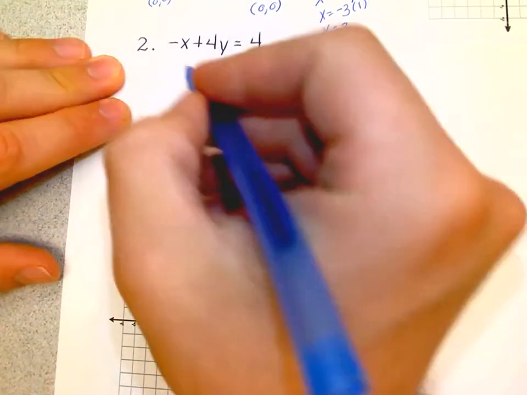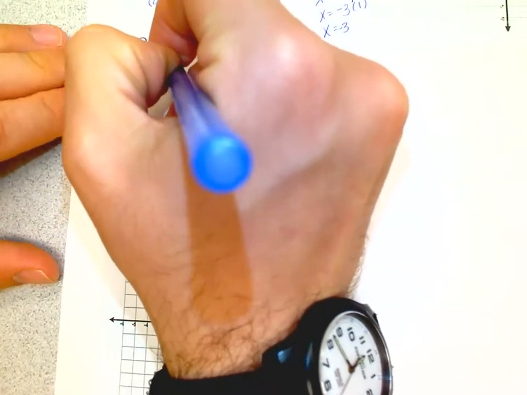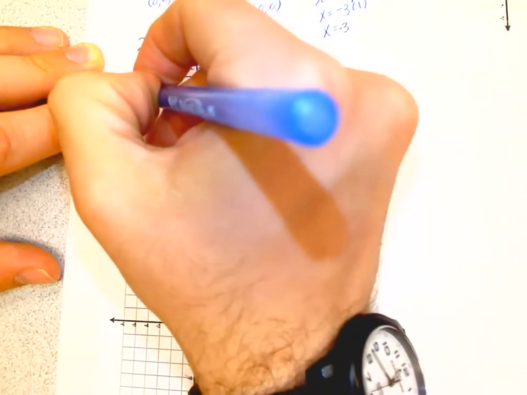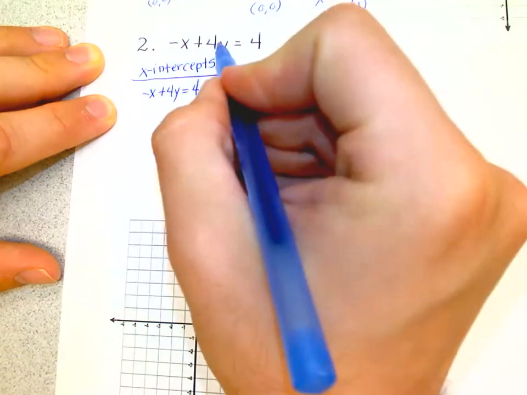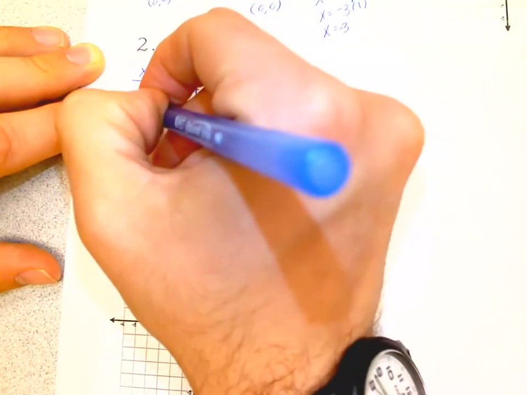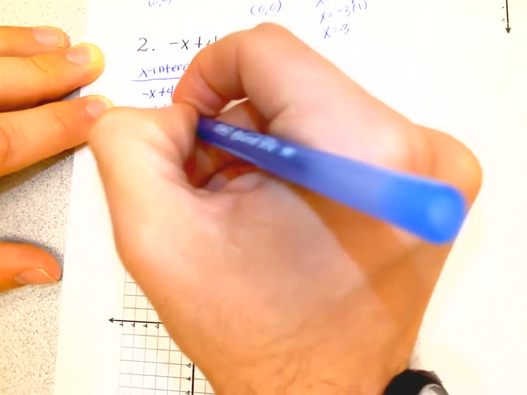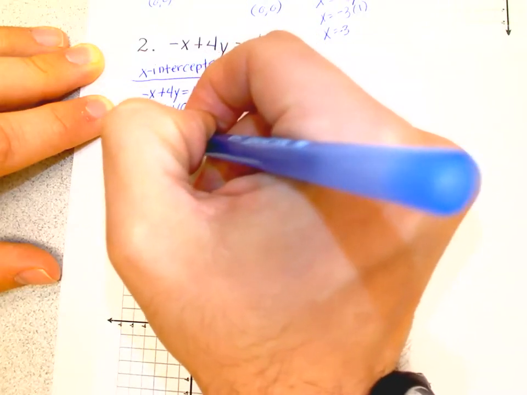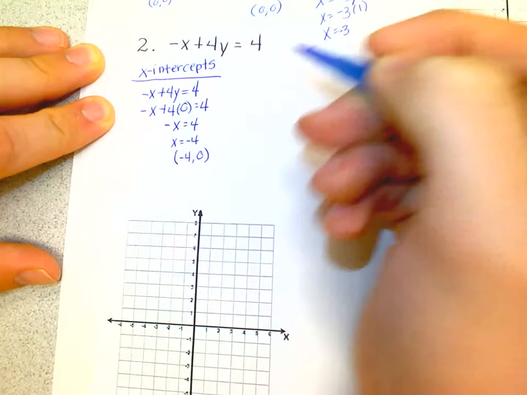Excuse me. So let's do x-intercepts. Let's rewrite our equation. Now let's find x by placing 0 in for y and solving for x. This term right here will go to 0, so I have negative x equals 4, or x equals negative 4. And that turns into the point negative 4, 0.